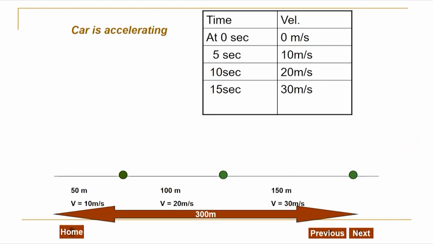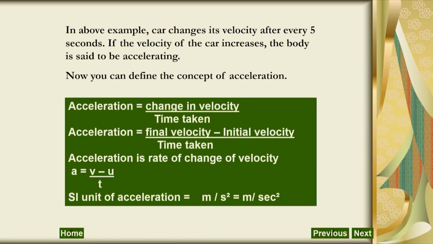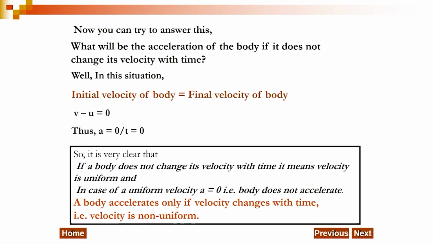So again there is some animation. The data is given. In the above example, the car changes its velocity after every 5 seconds. If the velocity of the car increases, the body is said to be accelerating. Now you can define the concept of acceleration. Now the formula is given in a rectangle with a different font color and font type. Next. Now you can try to answer this.